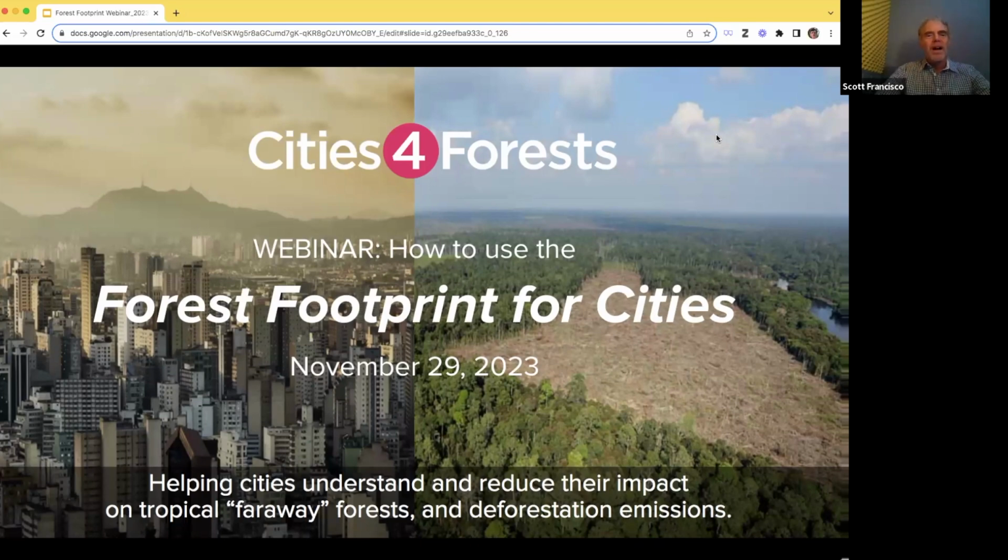So we're here today to talk about the Forest Footprint for Cities tool. The Forest Footprint for Cities is one of Cities for Forests' first tool initiatives. We'll be going into some technical details and also a how-to guide, but we thought we'd just spend a couple of minutes talking about where this came from. So we'll go to the next slide.